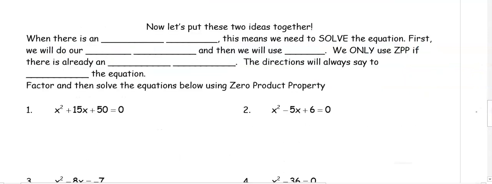So we're going to skip work on putting the two ideas together. So when there is an equal sign, this means we need to solve the equation. So first, we are going to do our box factoring. And then we're going to use zero product property. Remember, we only use zero product property if there is already an equal sign and the directions say solve the equation.